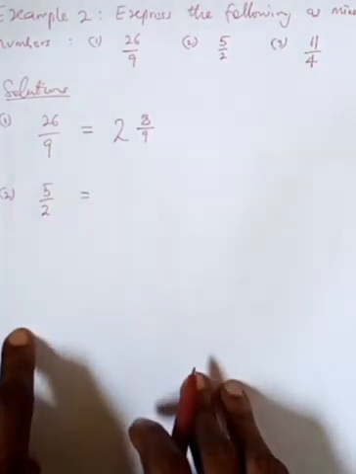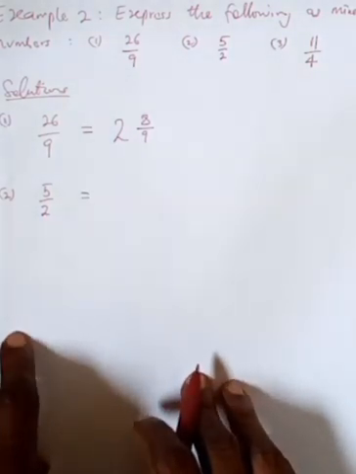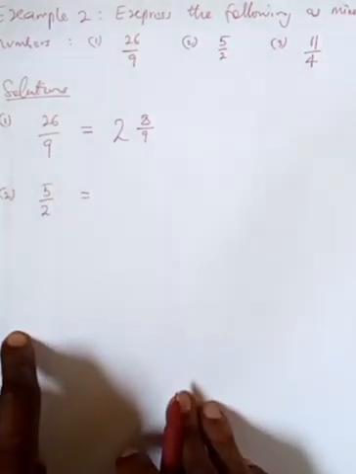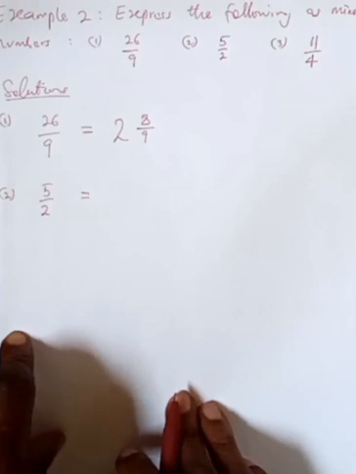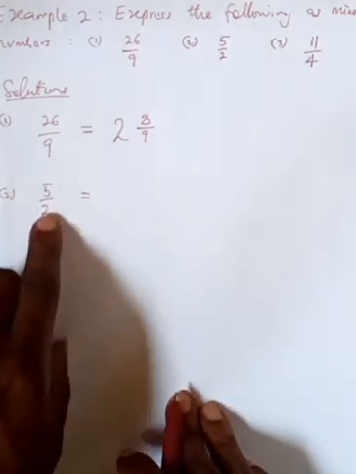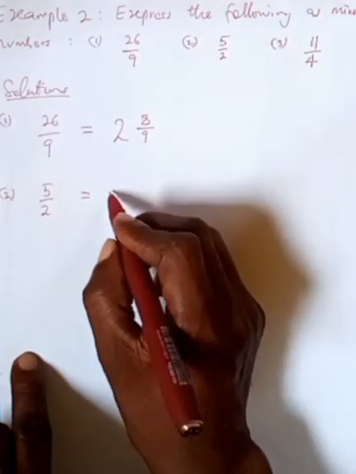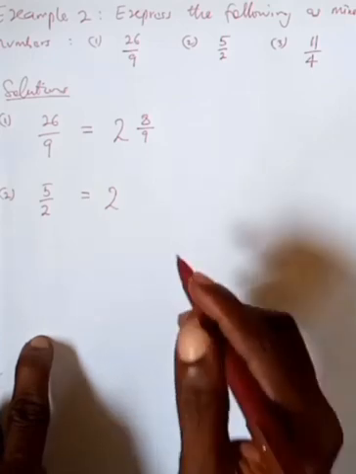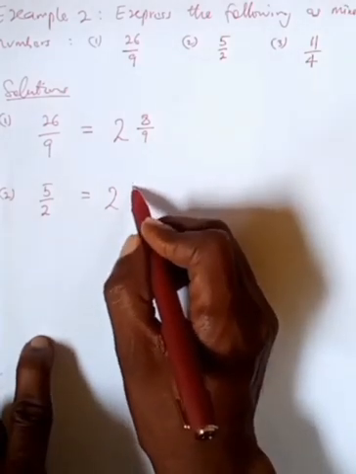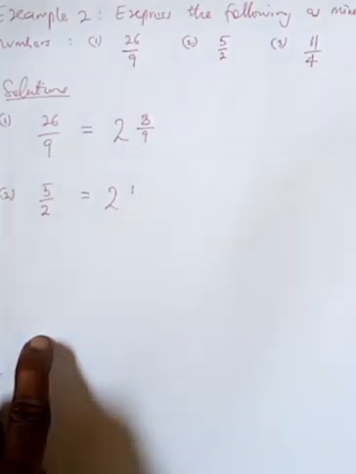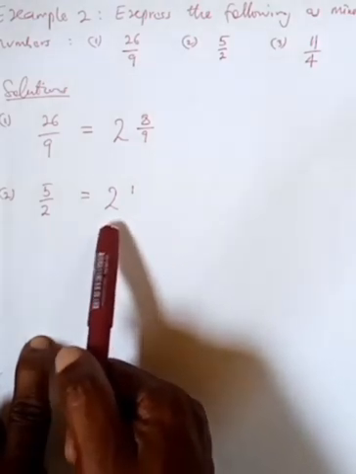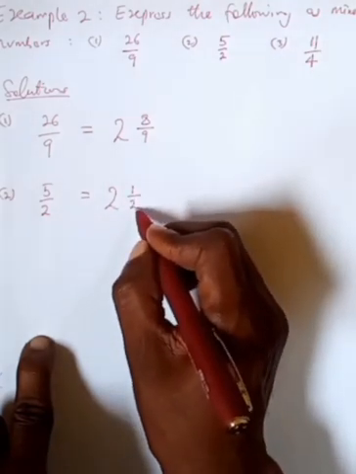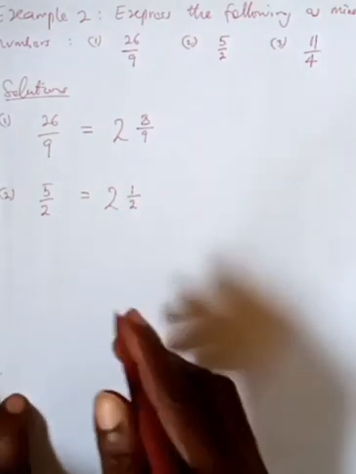Now in number 2, I have 5/2. To express this one as a mixed number, I should interpret what I have here. 5/2 simply means how many 2s can we get in 5? We can get 2 there. Do we have any remainder? Whatever remainder we have will be written as the numerator, that is the numerator part of the fractional part of this expression, while our denominator still serves as the denominator in this case.